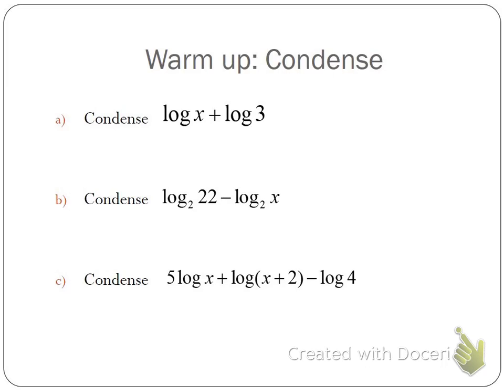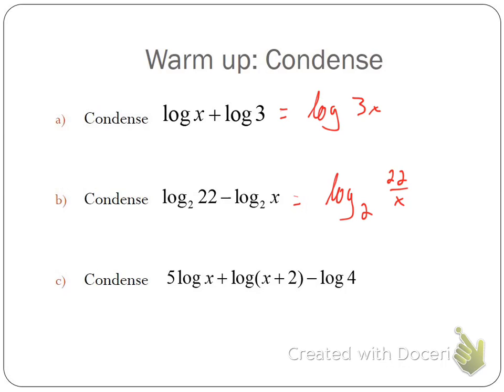All right, so the first one, if we want to condense down to one logarithm, addition leads to multiplication, so 3 times x is 3x, we just get log base 10 of 3x. Subtraction leads to division, so we go log base 2 of 22 over x. The first argument goes in the numerator, second argument goes in the denominator.